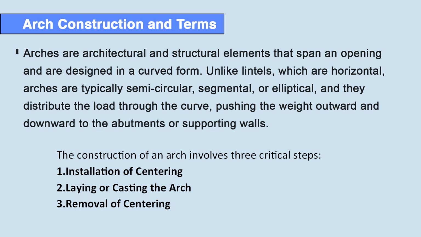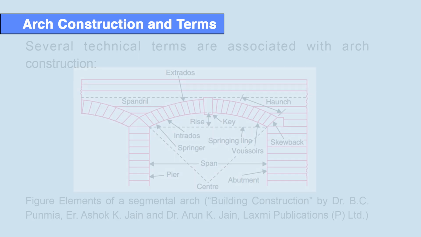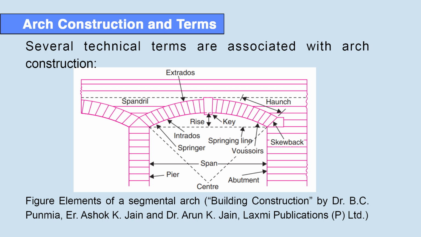Now, the construction of an arch involves three critical steps. One is installation of centering, second is laying or casting the arch, third is removal of centering. There are several technical terms which are associated with arch construction. We will discuss each term one by one. First term is intrados. What is intrados? Intrados is the inner curve of an arch.